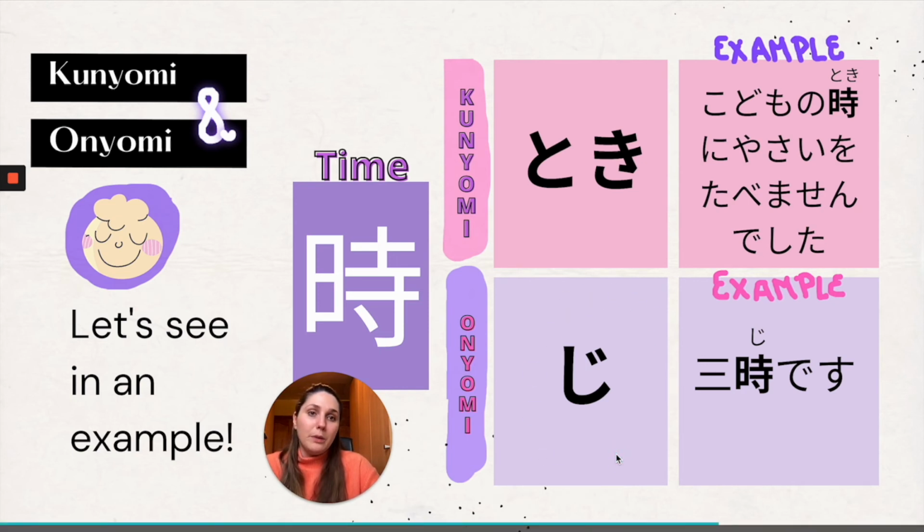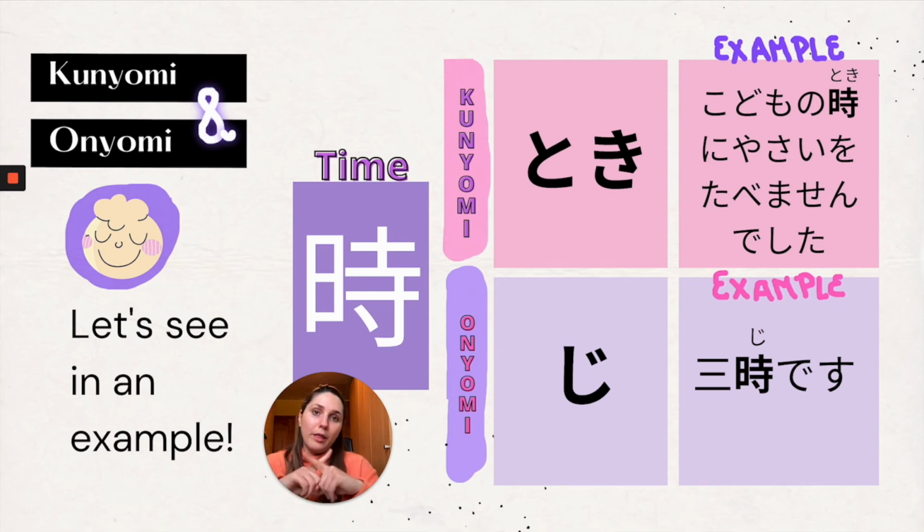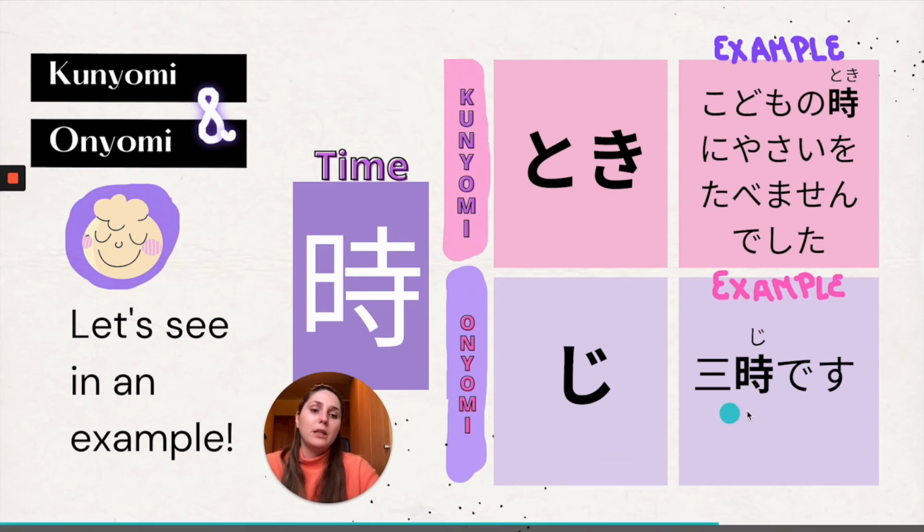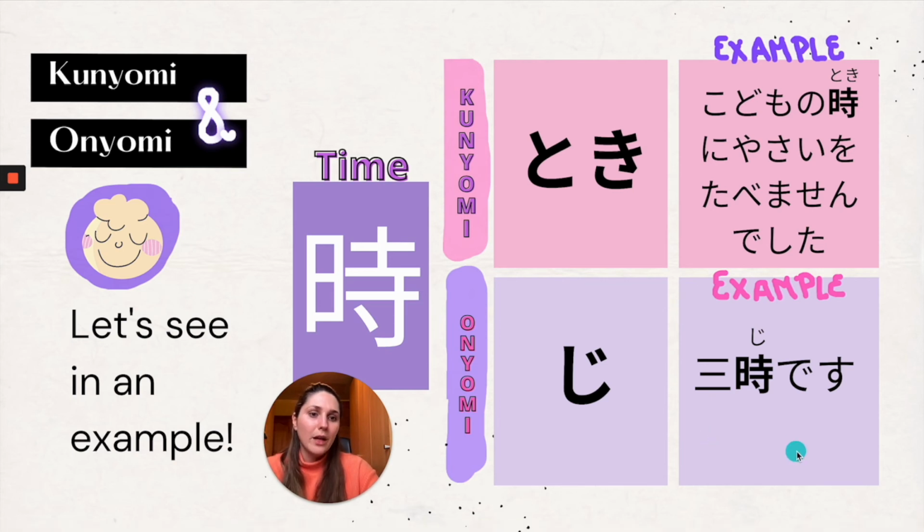And then we have ji. Ji will usually be read when it's with another kanji, so that's why I put here the kanji for the number 3. Remember, the numbers in Japanese are also kanji. So this would be sanji desu. It's 3 o'clock.